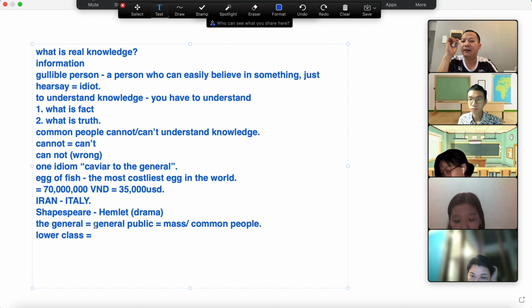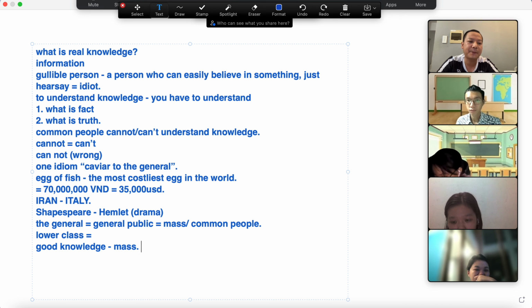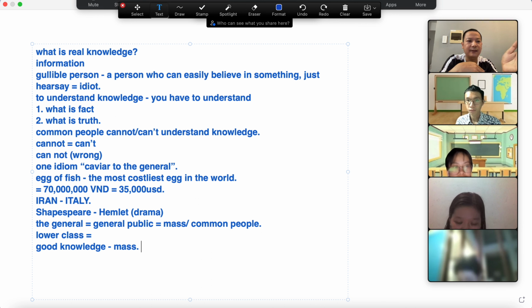When he says the general, you have to understand that it is common people, the mass. So when you give this food to the mass or common people, what do they feel? They feel nothing. They feel like it's shit. They don't appreciate it. What does it mean here? If you give good knowledge to common people, to the mass, they don't appreciate it. They say, well, what knowledge? What are you talking about? They don't consider it, they don't like it, they don't appreciate the knowledge. So if you give good knowledge to the wrong person, then the knowledge becomes nothing. Clear?